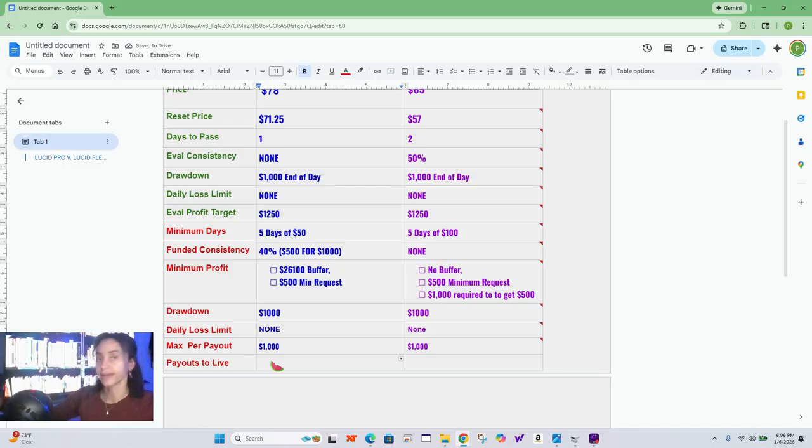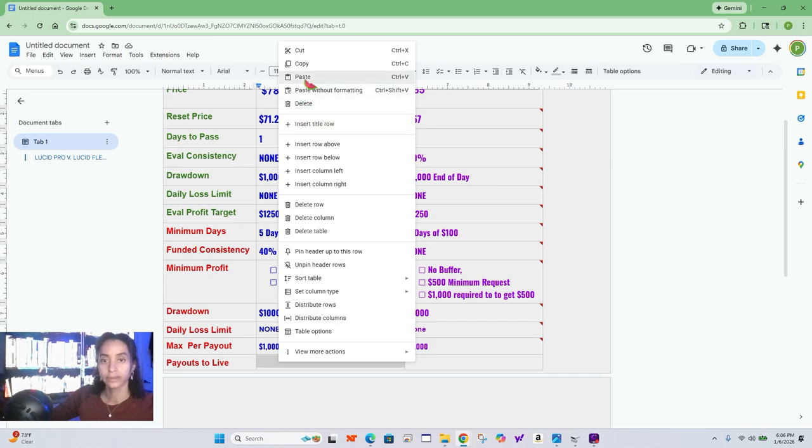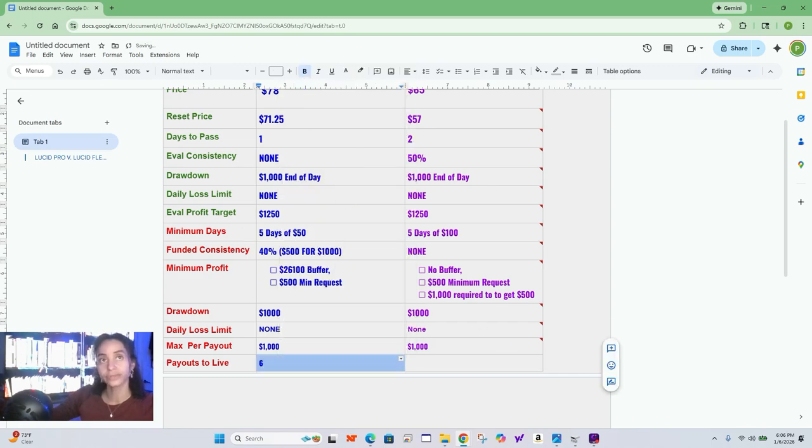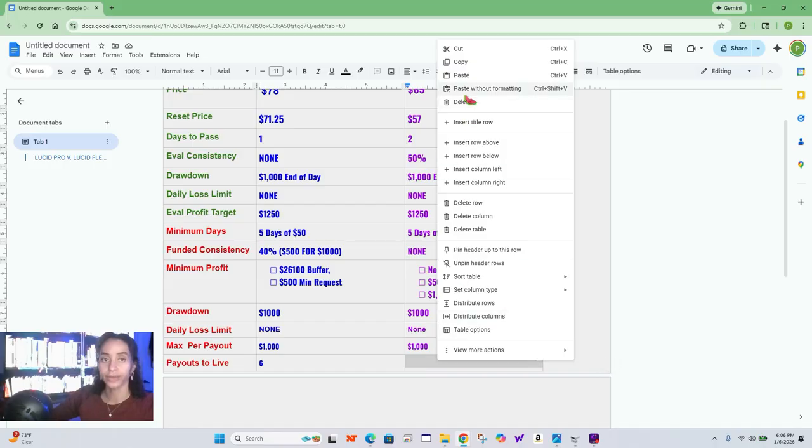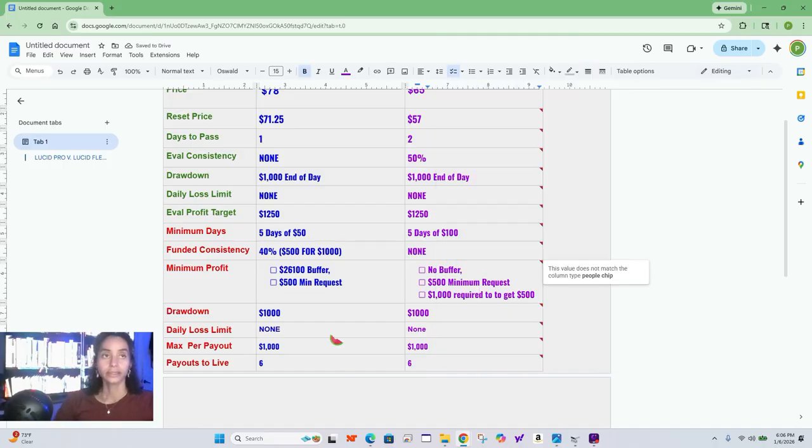All right, payouts to live. So both of these accounts apparently and allegedly have a very transparent, direct path to live funding, and that would be 6 payouts. And I don't see this on their website right now. It doesn't seem to be on their website under the live payouts, but I have seen it before, and I did try to clarify it with customer service.